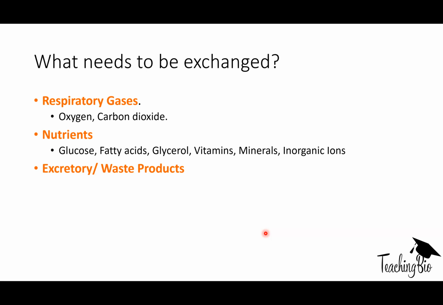As well as that, things like glucose, fatty acids, minerals, ions, and so on also need to be exchanged. And this type of exchange occurs more in a homeostatic fashion. So the control of blood glucose levels, the control of water potential, and the reabsorption of things like proteins and ions at the kidneys. And again, thinking about excretory products and things that we need to get rid of. So urea is a major waste product that we get rid of in the urine.